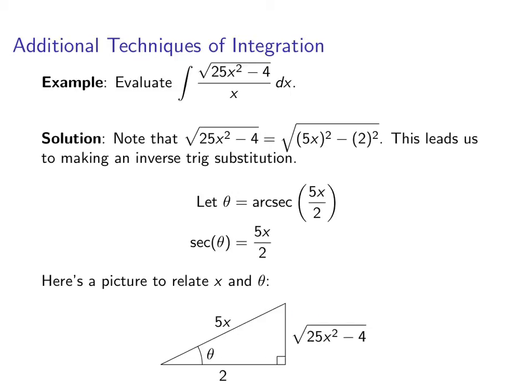So we should get the square root of 25x squared minus 4. It's very common for this sort of thing to happen. That's exactly the thing that showed up in the integrand. And that actually gives you a good reason why you want to make an inverse secant substitution, because it will work out so that one of the sides on your triangle will be that square root expression that shows up in the integral.